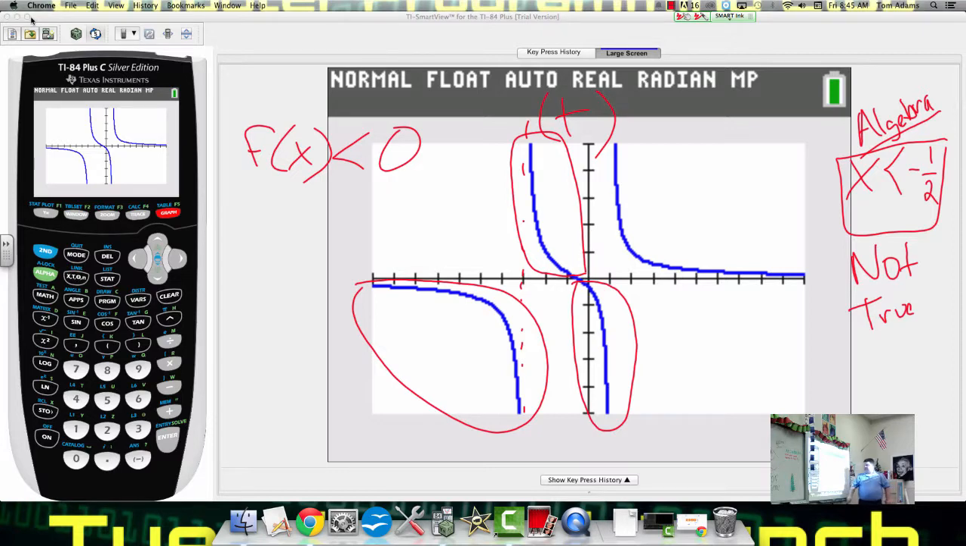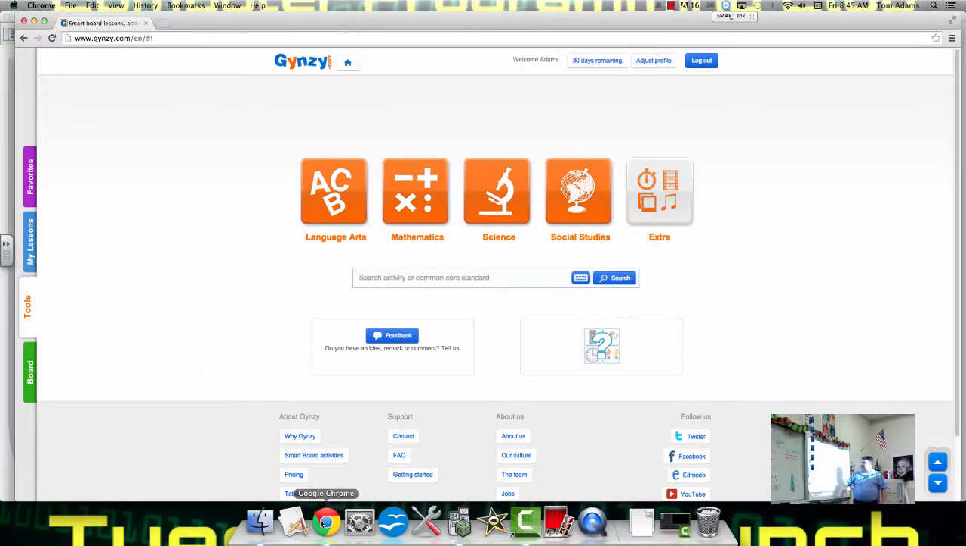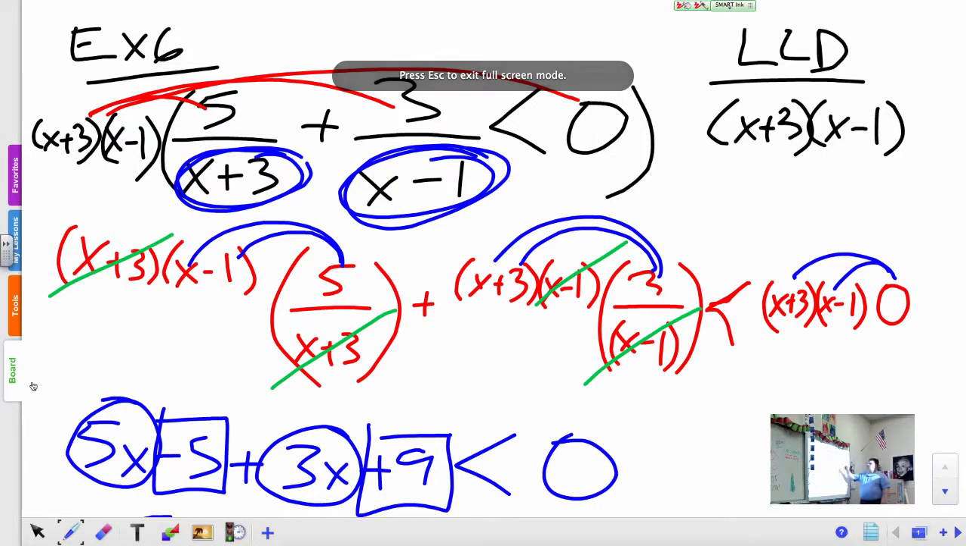Truthfully, I did make one little mistake. It was a procedural mistake. Truthfully, and this is how it was written in the book, I should have never left it like this. So the point that I'm trying to make is that when you do an inequality, just wait 1 second. When you do an inequality, you have to treat it like an equal sign and then do the sign test.